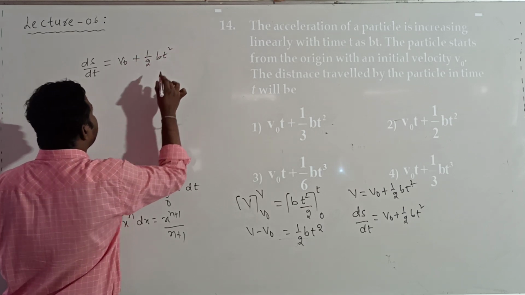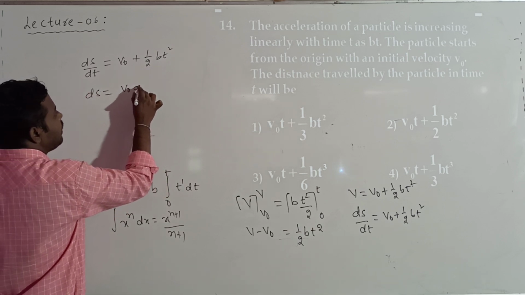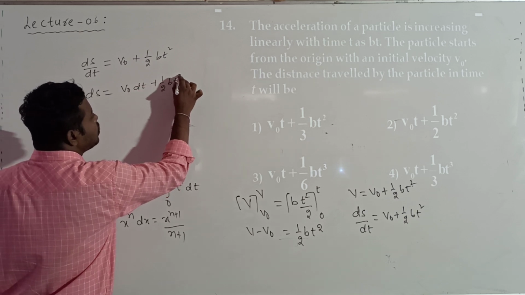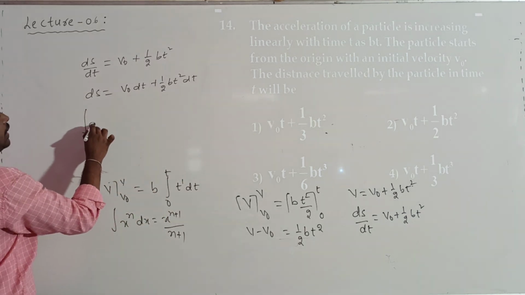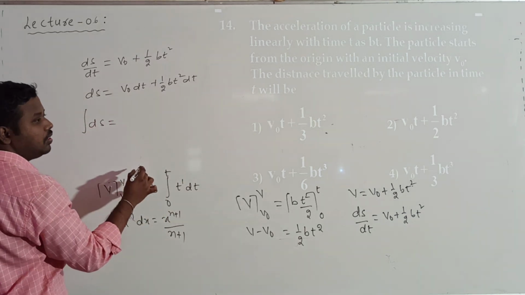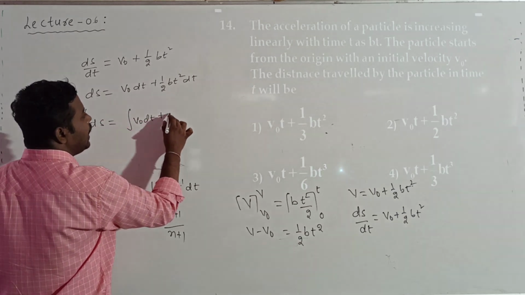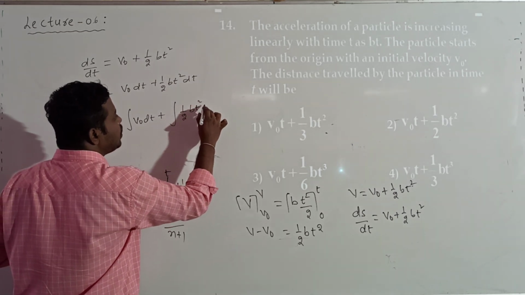Right? Then ds is equal to v0 into dt plus half into b into t square into dt. Again, can I apply integration on both sides? Integration of ds value is equal to integration of v0 into dt plus integration of 1 by 2 into b into t square into dt.